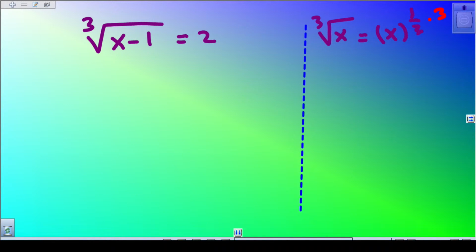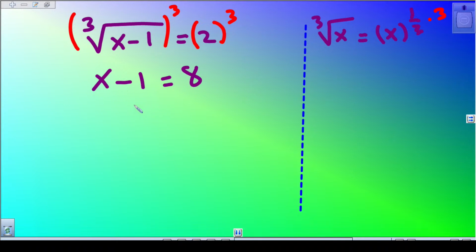So that's exactly what I need to do here. I'm going to cube the cubic root, which is going to get rid of the cube root, and then cube both sides. So that's going to give me x minus 1 equals 8. And then in this case, add 1 to both sides, which will give me x equals 9. That's what I think is a solution.